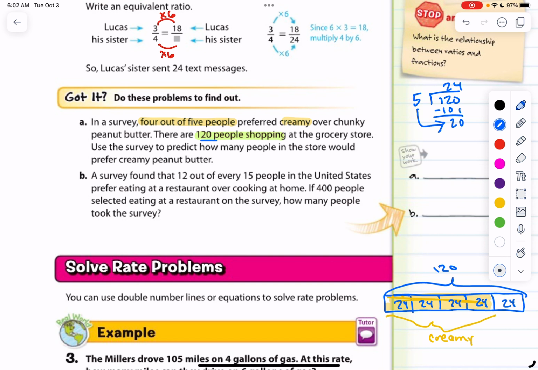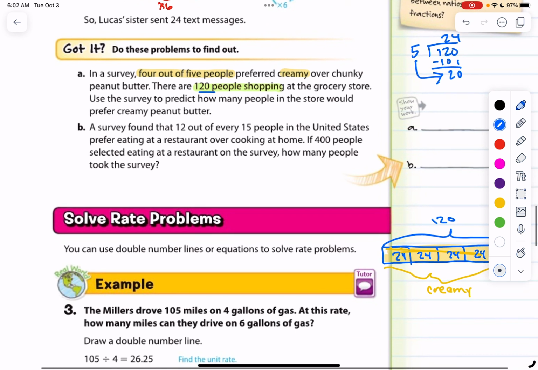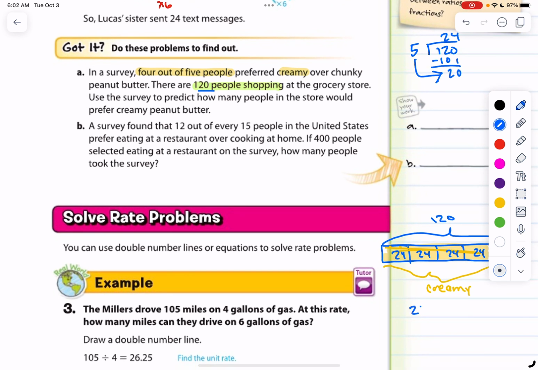24. And 4 parts were people who prefer creamy peanut butter. So what should we do now? Well, I think we need to take how much is 1 part worth and multiply it by 4. Okay, 4 times 4 is 16. 4 times 2 is 8, plus 1 is 9. 96 people on that particular day will likely prefer creamy peanut butter. Let's try the next one.